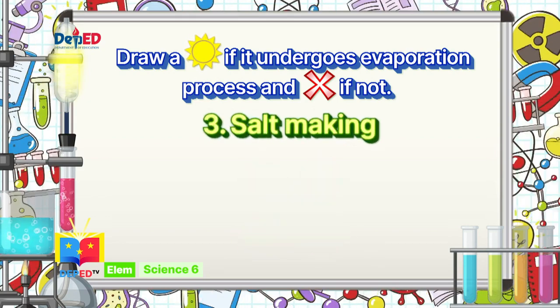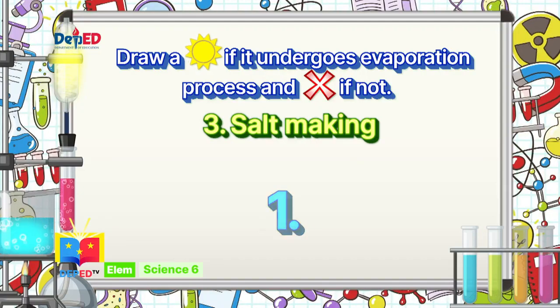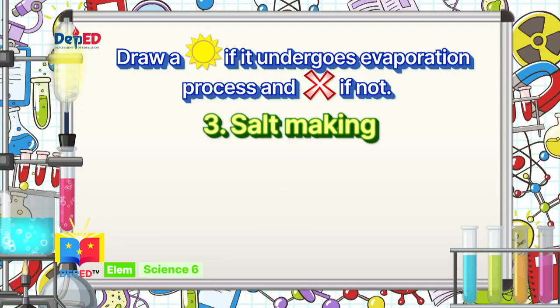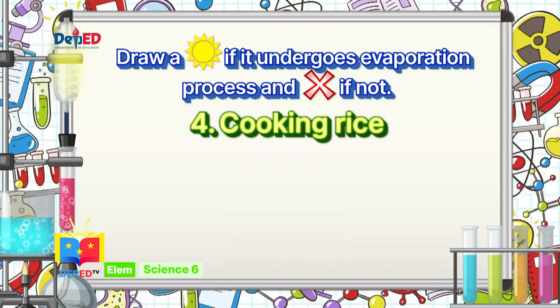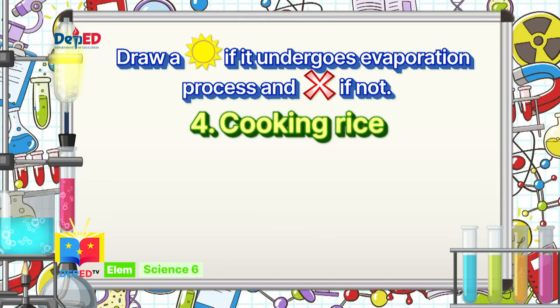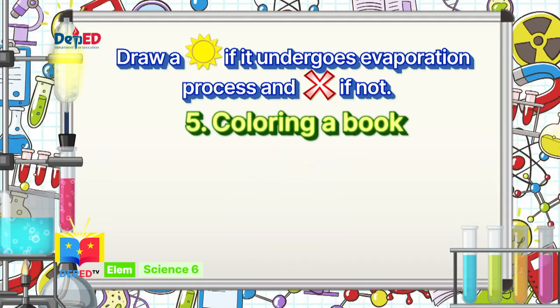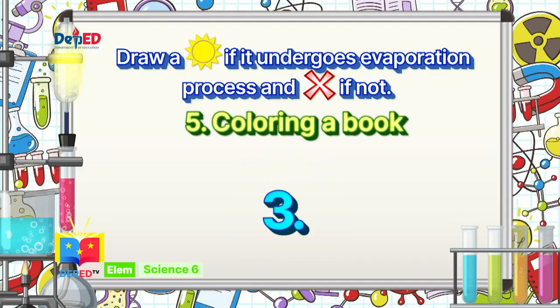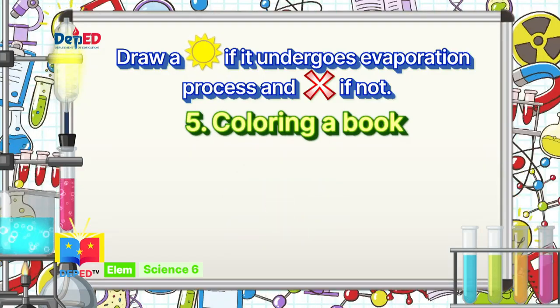Number 3. Salt making. The correct answer is sun. Number 4. Cooking rice. The correct answer is sun. And number 5. Coloring a book. The correct answer is X.